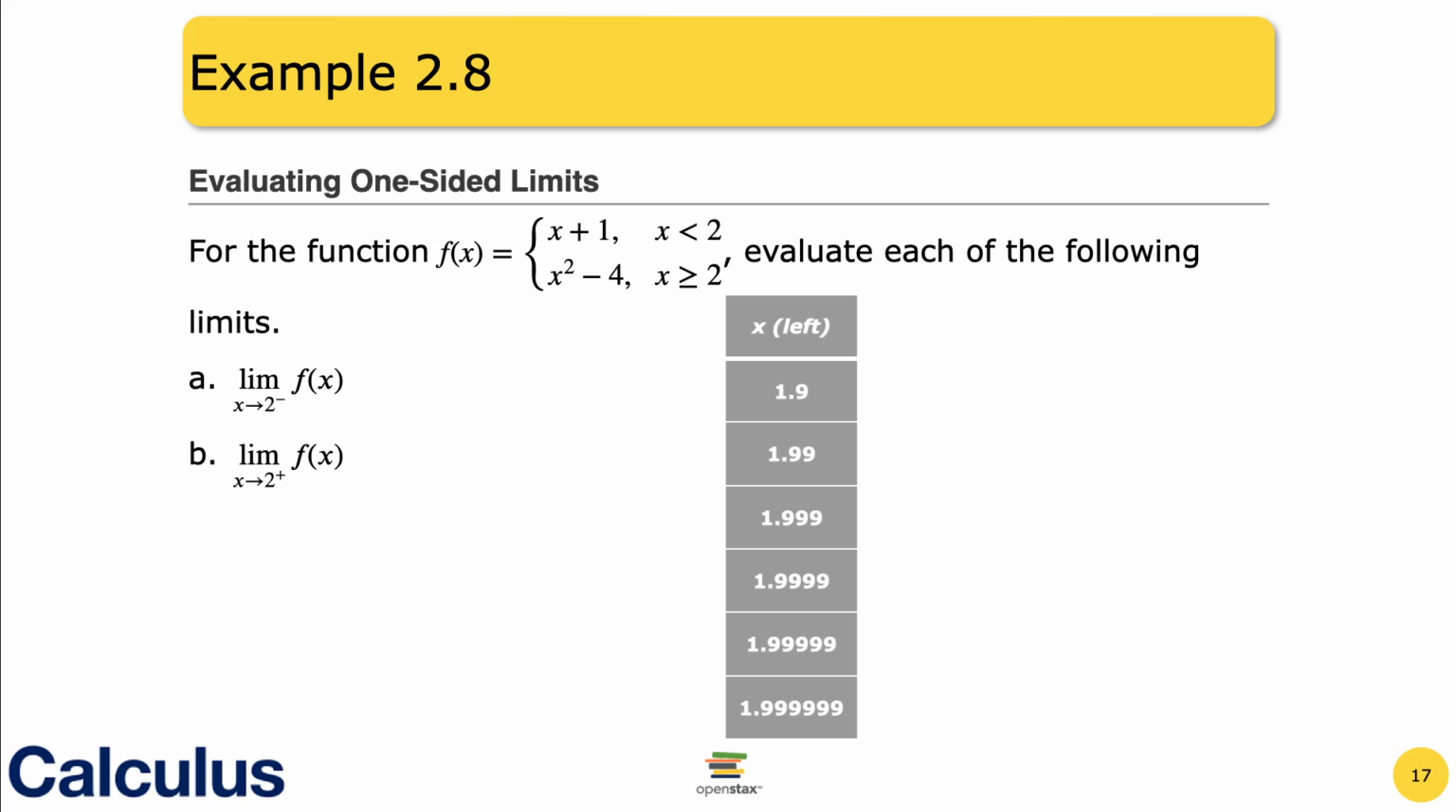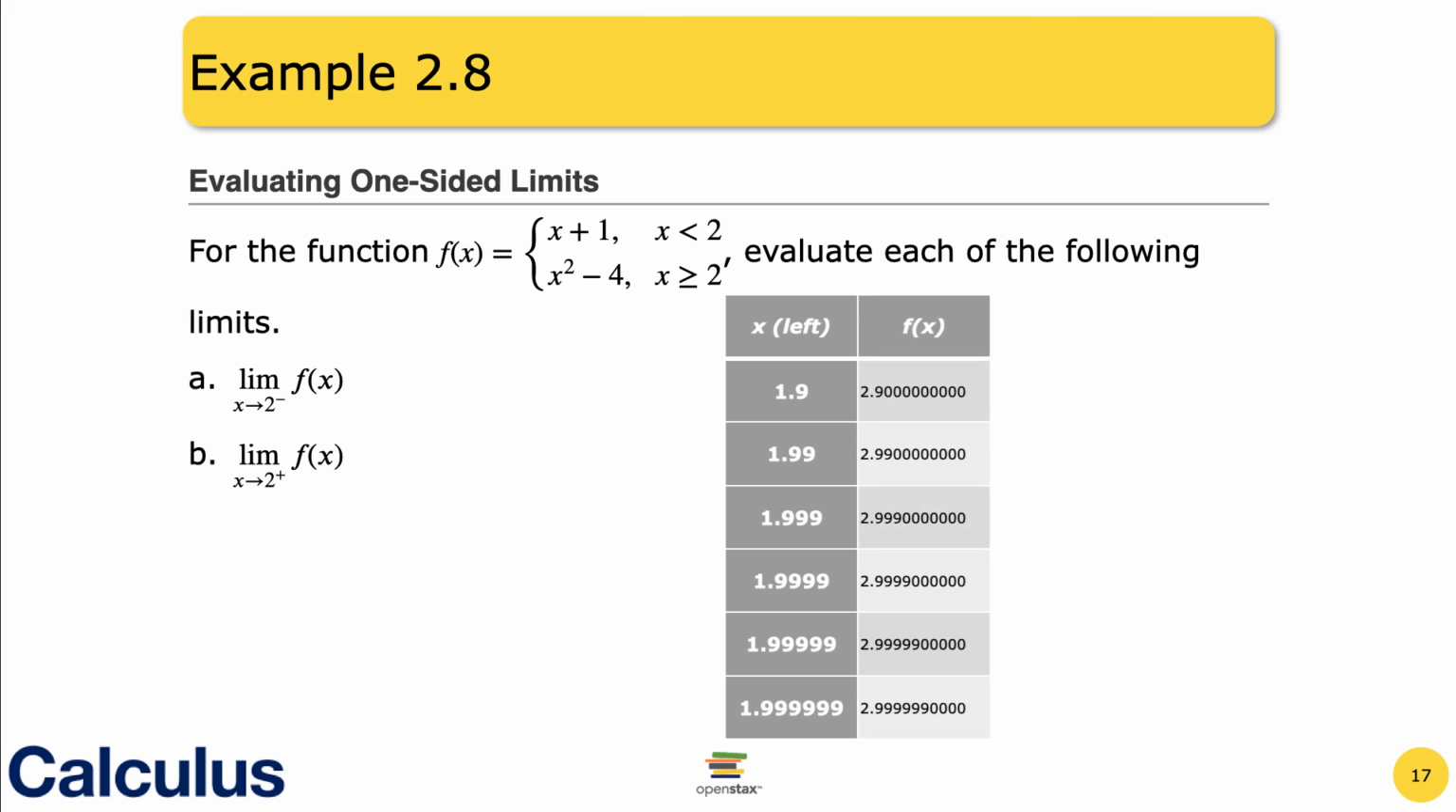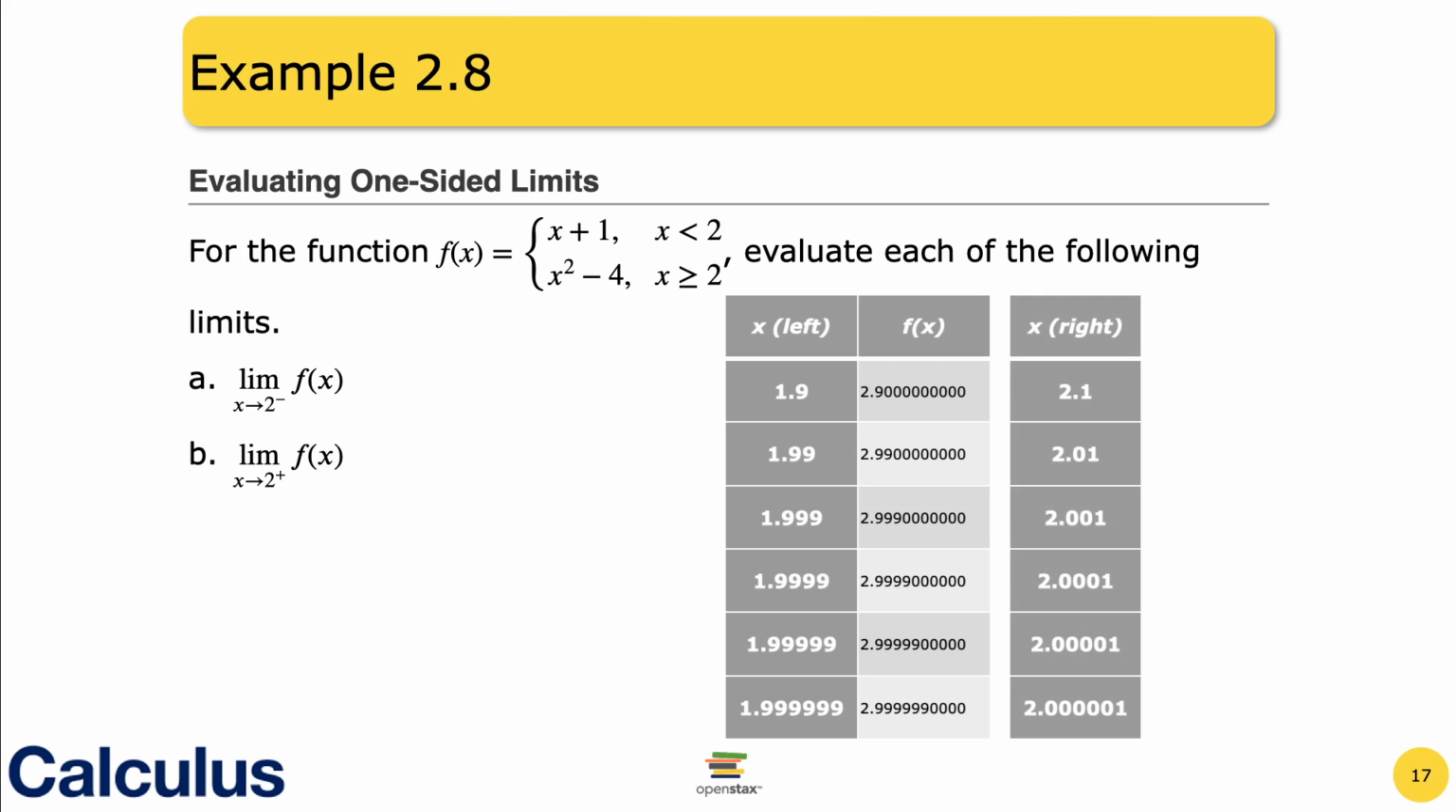Here are the values close to 2 on the left. This we would plug into the top function x plus 1, so our values would tend toward 3. So we would say that the limit as x approaches 2 from the left is 3. Now let's look at the right side.